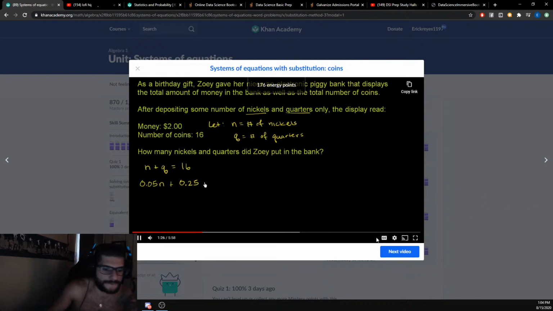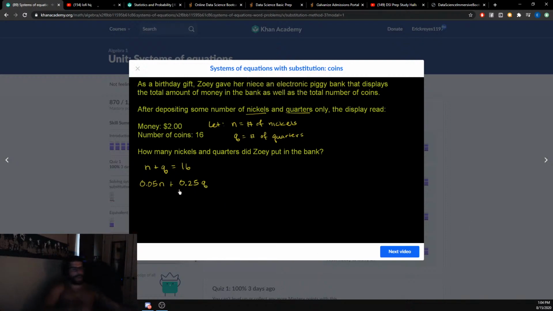So let me write 0.25 times the number of quarters. For example, if I had 4 quarters and no nickels, I'd have 4 times 25 cents, which is $1, and no money due to nickels. So however many nickels times 5 cents plus however many quarters times 25 cents, that's the total amount of money I have. And her piggy bank tells me that that is equal to $2.